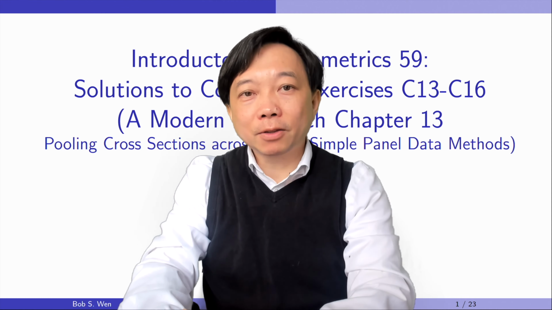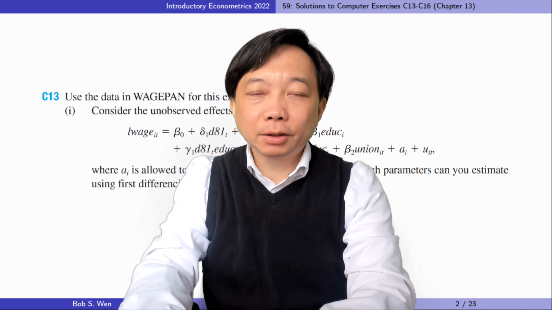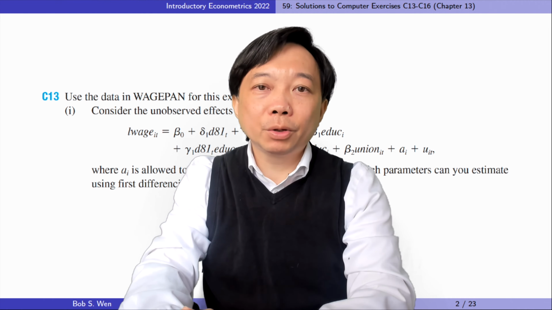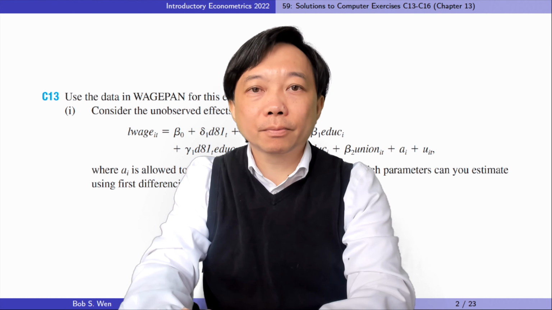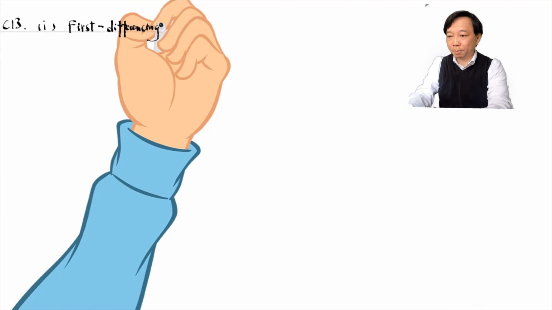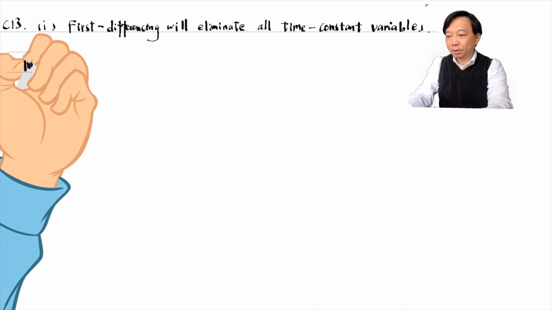For computer exercise 13, in part 1, we consider the unobserved effects model. What parameters can we estimate using first differencing? First differencing will eliminate all time constant variables, so we cannot estimate beta 0 and beta 1.